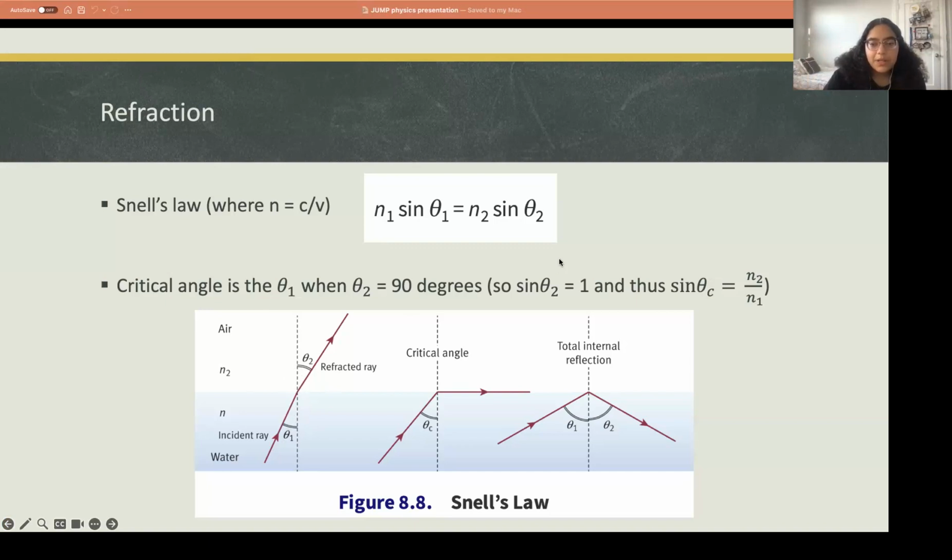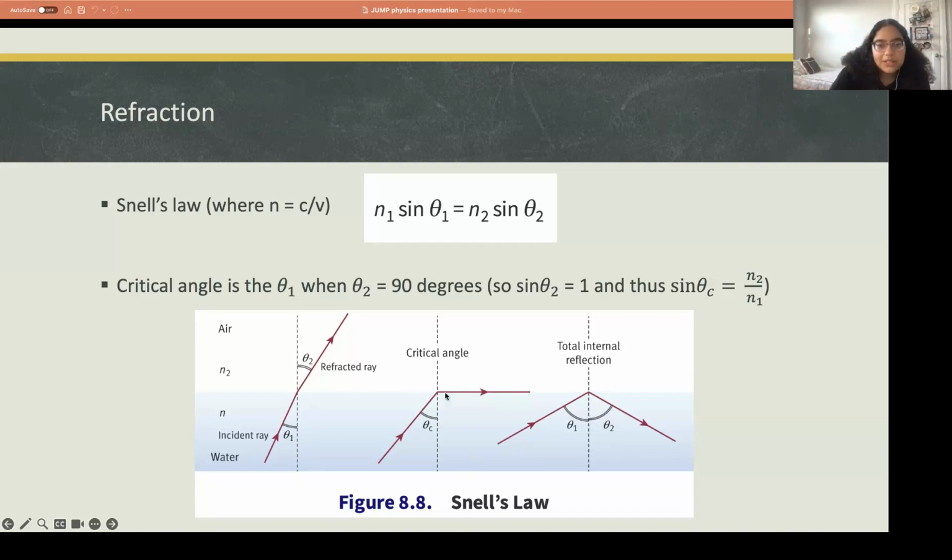There's also an angle called the critical angle, and that's basically when the angle of refraction is going to be 90 degrees. So if theta 2 is equal to 90 degrees, it's going to kind of move across the boundary. That's the critical angle. And then anything greater than that, it'll just reflect. So on the right side, that angle is greater than the critical angle, so it's not going to refract into the air. It'll just reflect within the water.